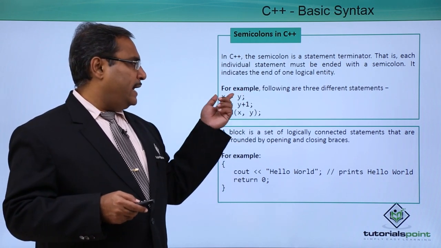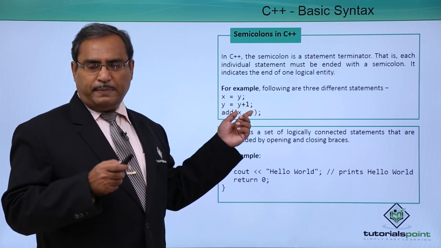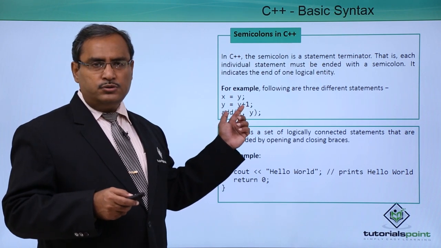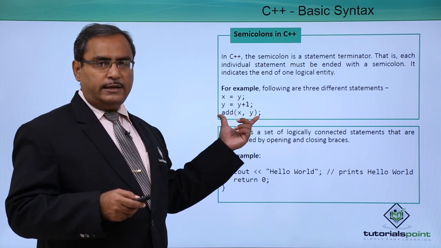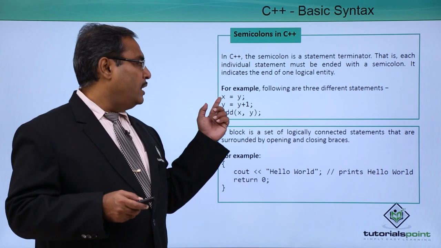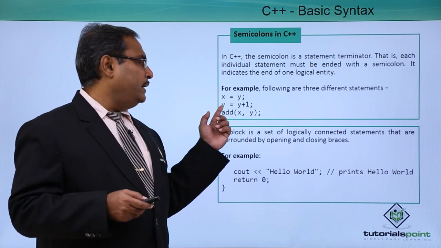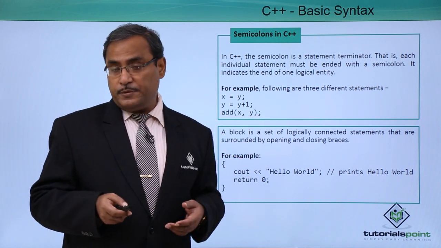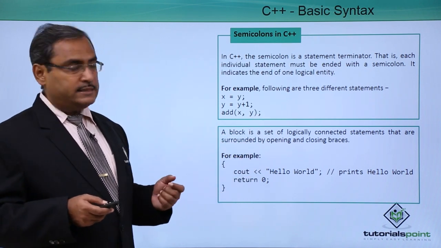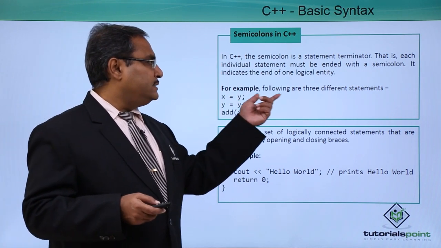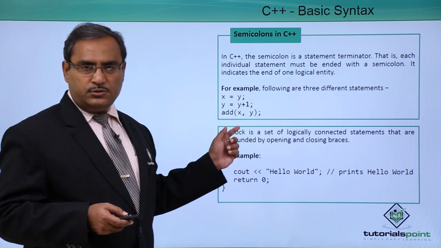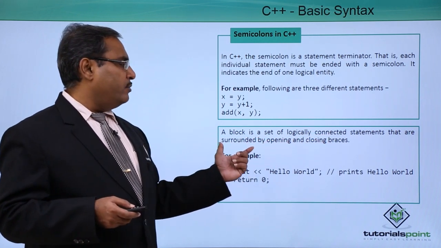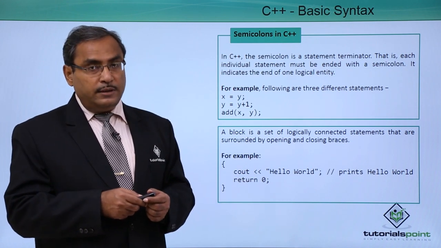As we have this terminator symbol, the semicolon, I can write two lines in two different rows, and I can also write them in the same line if required. That means x = y; and y = y + 1; can be written in the same line also because they are separated by this punctuation symbol, the semicolon. Now, for example, following are three different statements. A block is a set of logically connected statements that are surrounded by opening and closing braces.